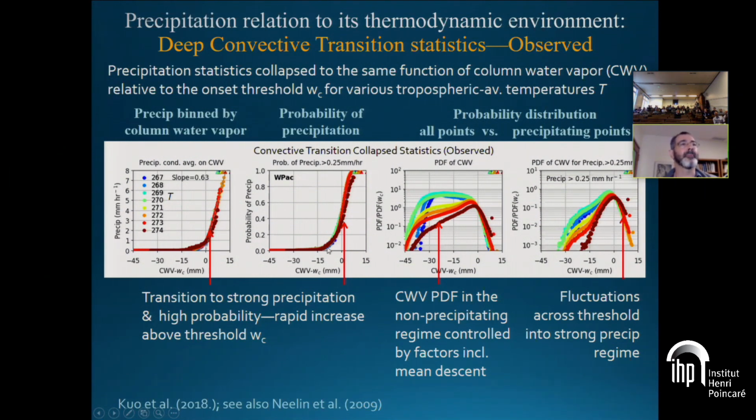If you do a measure of the probability of precipitation exceeding some modest threshold, you get a similar rapid increase and collapse. And then if you look at the thermodynamic environment itself in this measure for precipitating points, you tend to have them clustered around the value where you had that rapid onset. If you look at the column water vapor relative to its critical value, out in the non-precipitating regime there are various things that will be governed by other dynamics. And when you get up to the region where you have strong precipitation onsetting, you tend to do the same thing over and over again, where you have this steep drop.